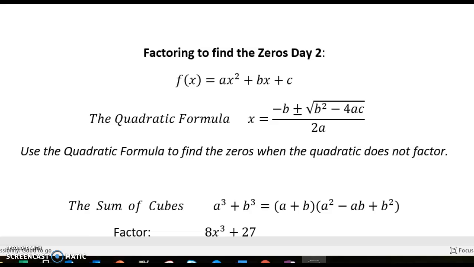Hi guys, today is day 2 of finding the zeros by factoring. Before we discuss finding the zeros, I want to discuss the quadratic formula.